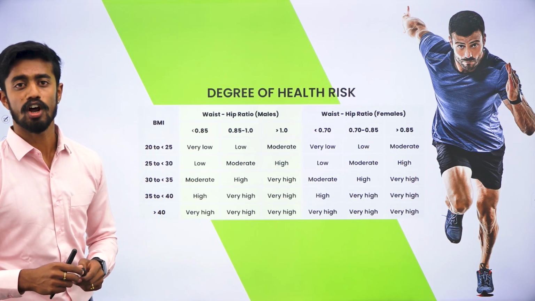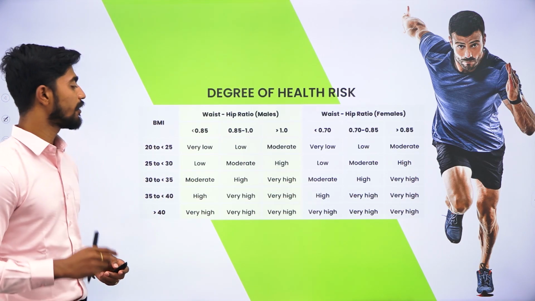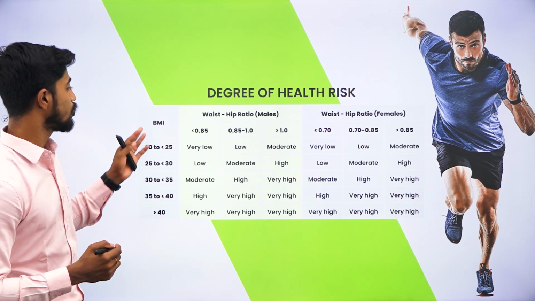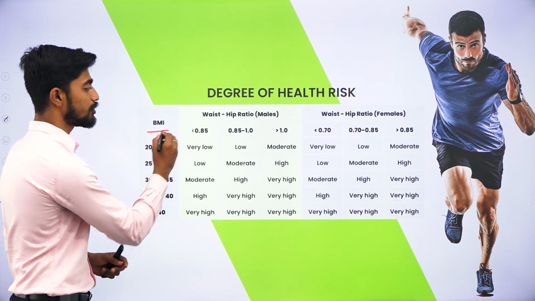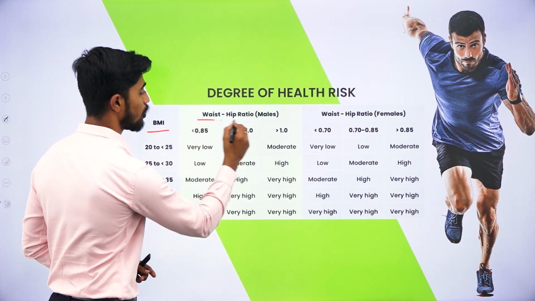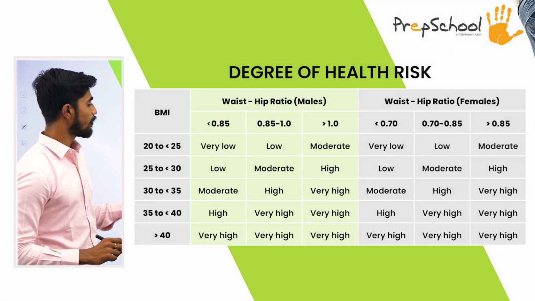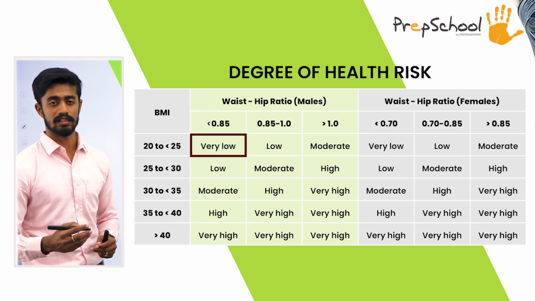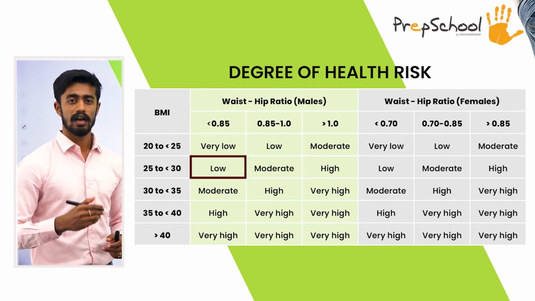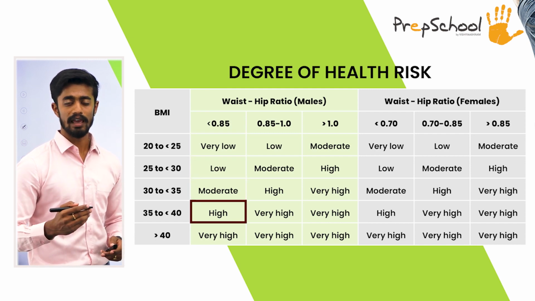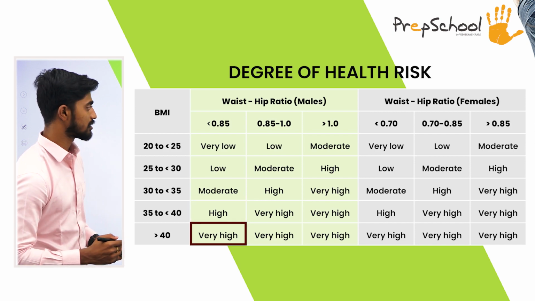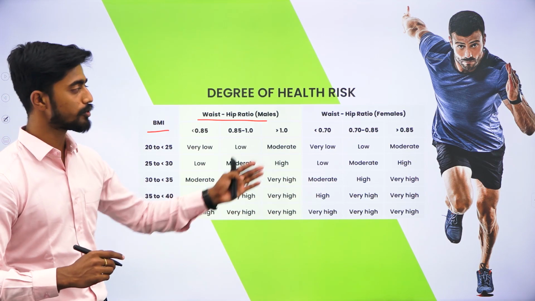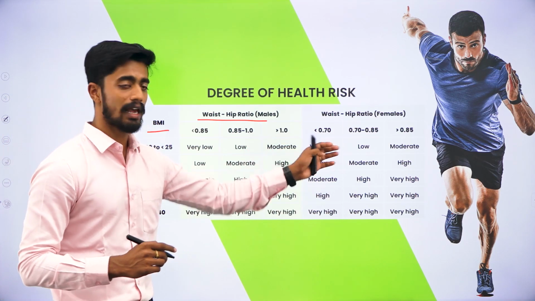Now let's see the norms table to know the degree of health risk. In order to know the degree of health risk, we have to know the BMI of the individuals and also the waist-hip ratio of the individuals. We have 5 degrees of health risk, that is very low health risk, low health risk, moderate health risk, high health risk, very high health risk. These are the degrees of health risk which we have. We have two norms tables both for men as well as women.